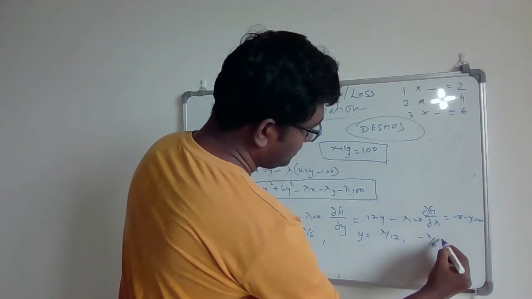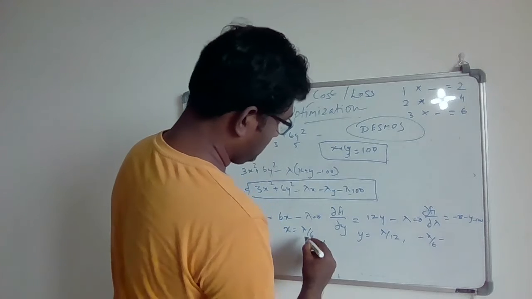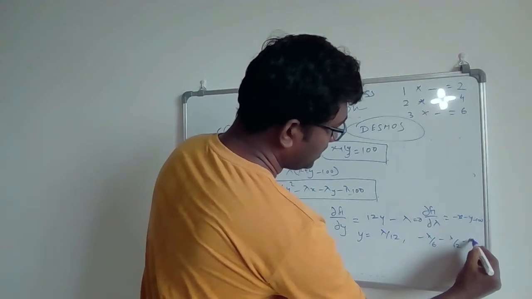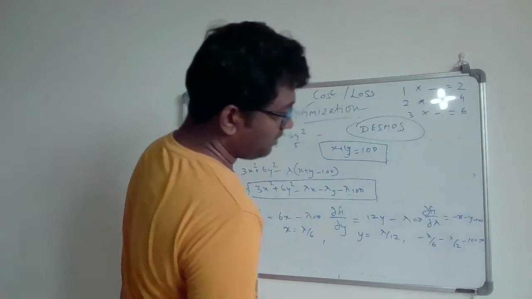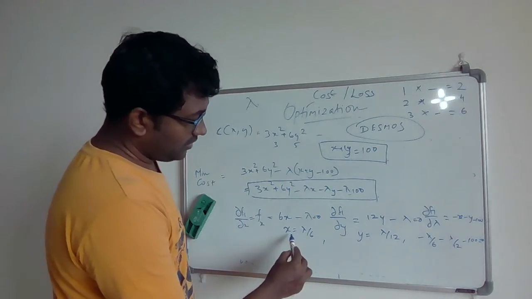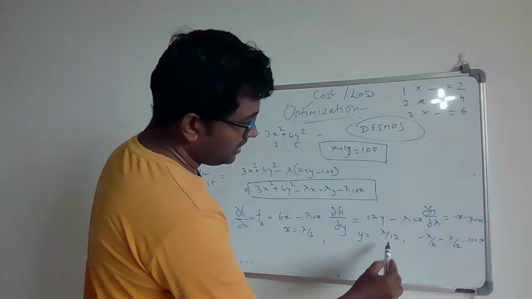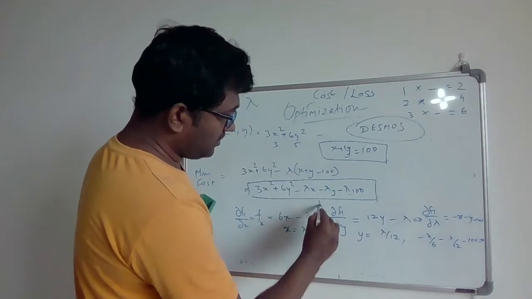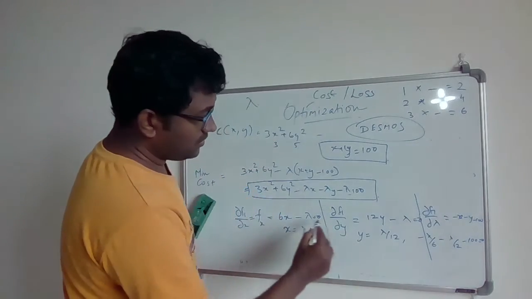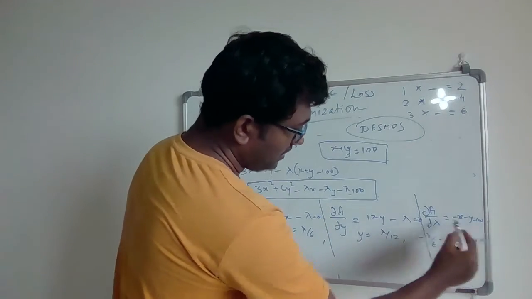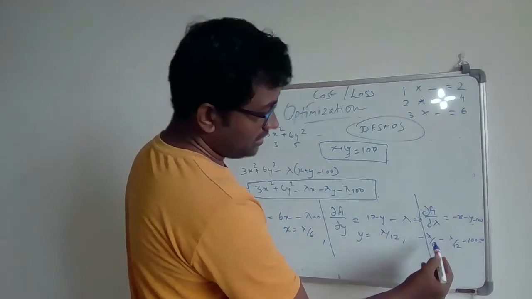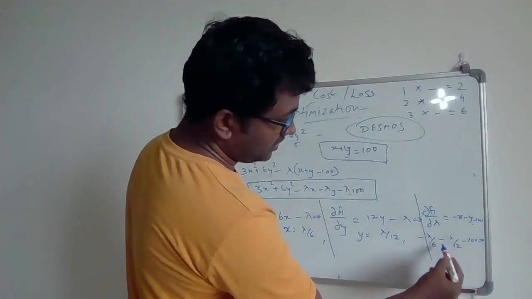lambda by 6 minus lambda by 12 minus 100 is equal to 0. Basically, what you are trying to say is you are just rearranging for the value of x and the value of y, and you have three partial derivatives: the one with respect to x, the one with respect to y, and one with respect to lambda. And you're trying to substitute the x and y in the third partial derivative, where you can get the value of lambda.